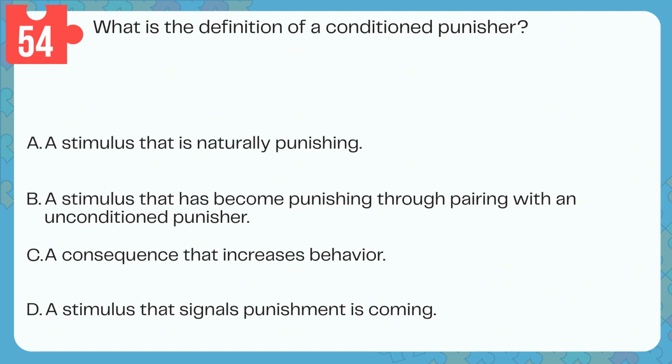Question 54. What is the definition of a conditioned punisher? A. A stimulus that is naturally punishing. B. A stimulus that has become punishing through pairing with an unconditioned punisher. C. A consequence that increases behavior. D. A stimulus that signals punishment is coming.